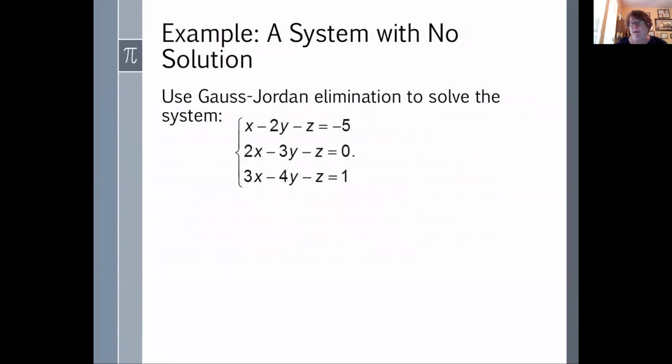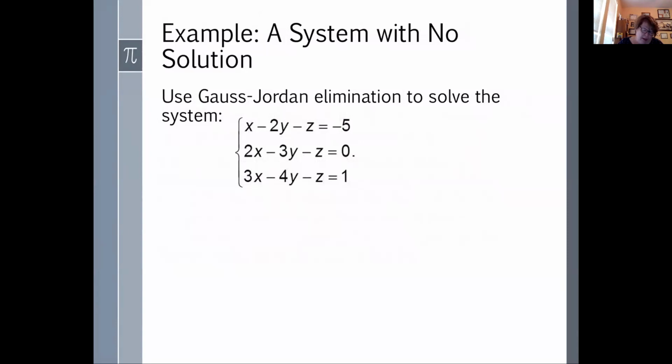So what happens here? Well, let's write the augmented matrix. Let's go put this in our calculator and let's see what happens. This particular system has no solution. So let's see what happens when we put that in our calculator and use Gauss-Jordan elimination.